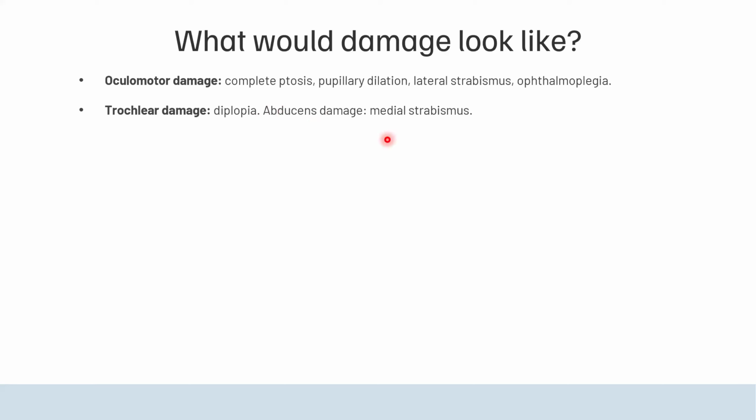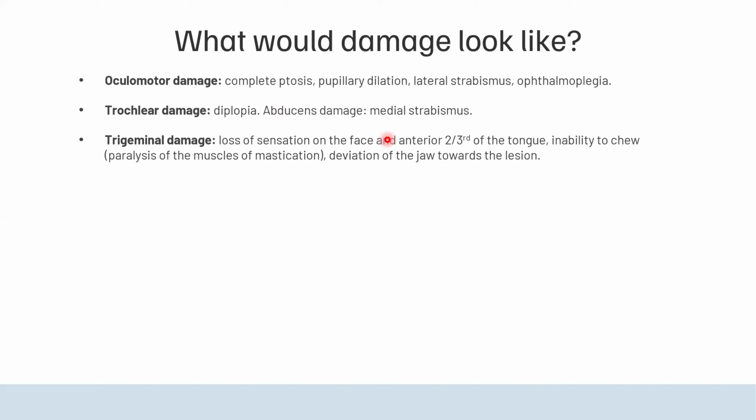Let's move back to 5. So the trigeminal has a lot of things that it does, right? First of all, it provides the sensation to the entire face. It provides the sensation to the anterior 2/3 of the tongue, and it provides a motor supply to the muscles of mastication. So what would damage to the trigeminal look like? First of all, I would have a loss of sensation on the face and the anterior 2/3 of the tongue. This isn't the loss of taste, okay? It's loss of sensation. I would have an inability to chew because of the paralysis of the muscles of mastication.